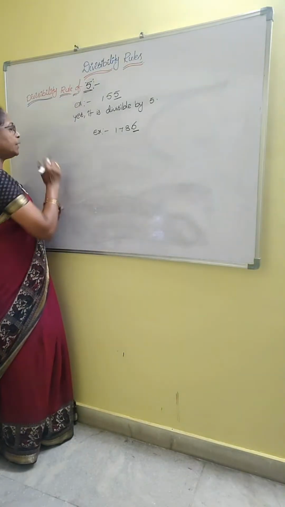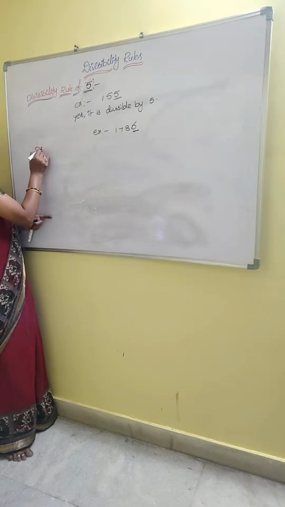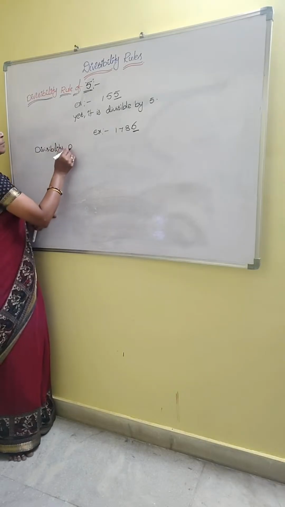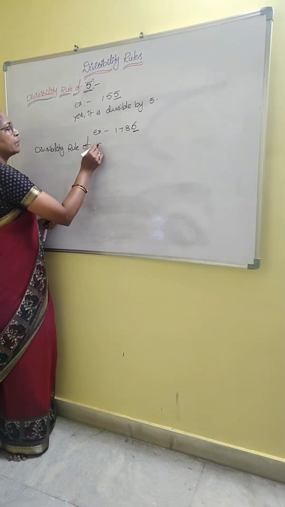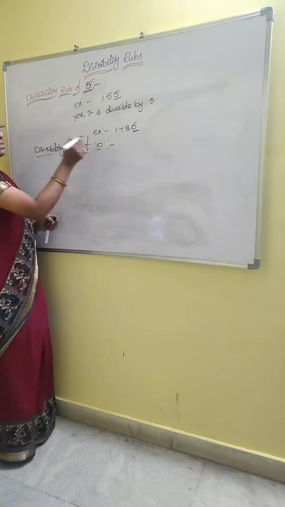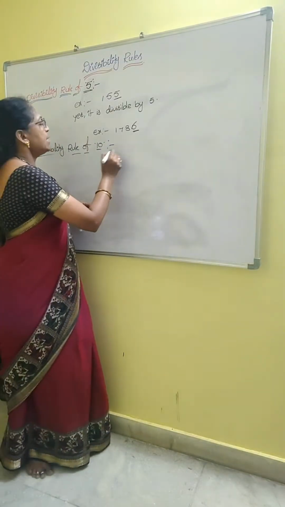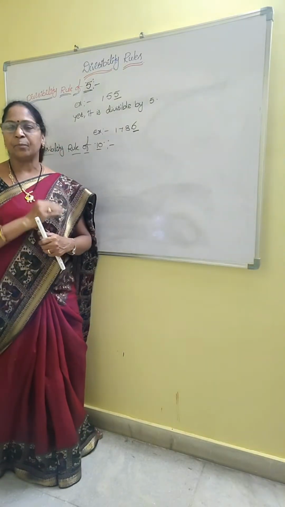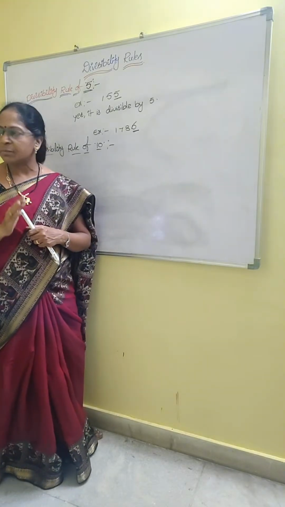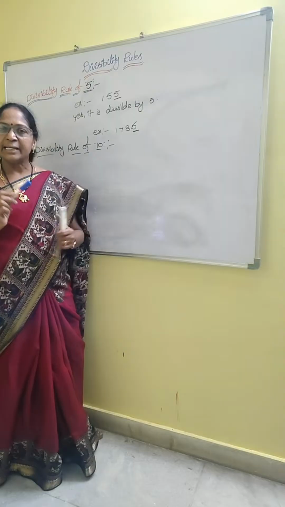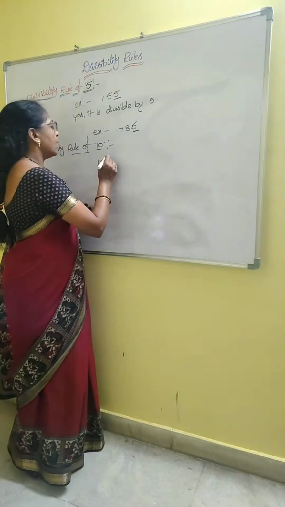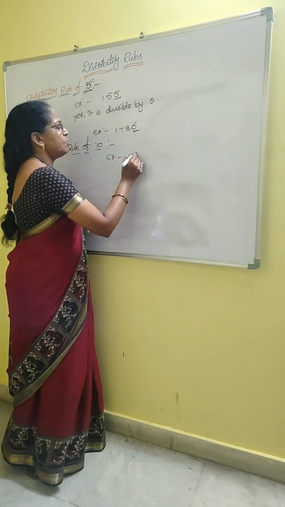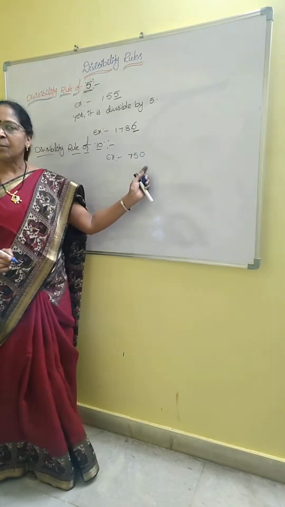Now the divisibility rule of 10. These two are just similar. What is the divisibility rule of 10? If the unit digit's place of the number is 0, then only the given number is divisible by 10. That is the divisibility rule of 10. Here, for example, 750. Is this number divisible by 10?